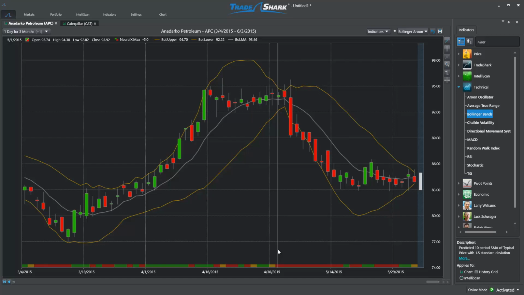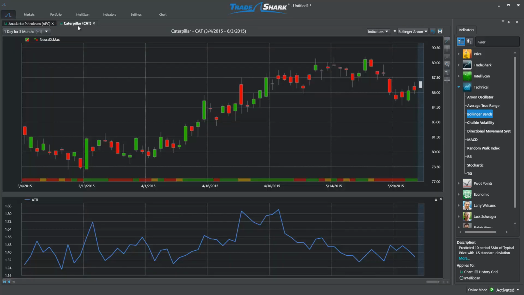The next premium technical indicator for this week's review is the average true range, or ATR. ATR is an extremely popular indicator amongst traders, as it summarizes market volatility quite simply. For example, you will notice on this chart for Caterpillar, I have added the price data, the TradeShark Neural Index, as well as the average true range at the very bottom.